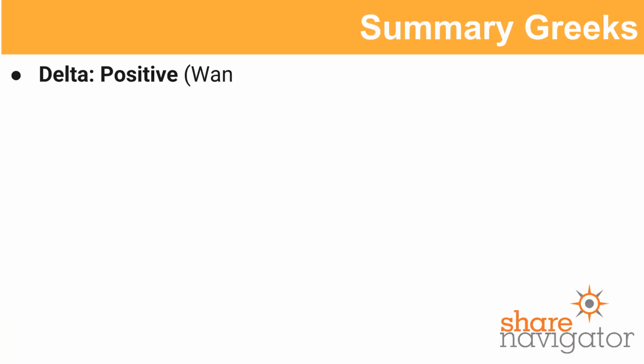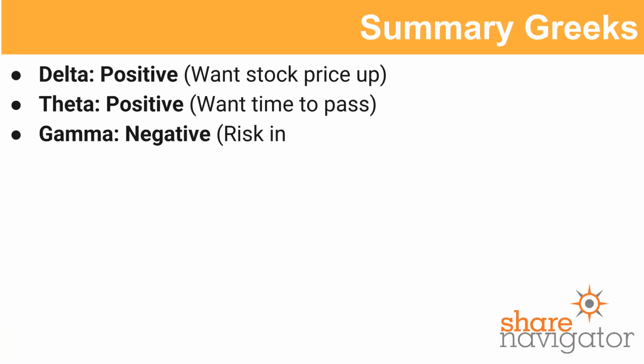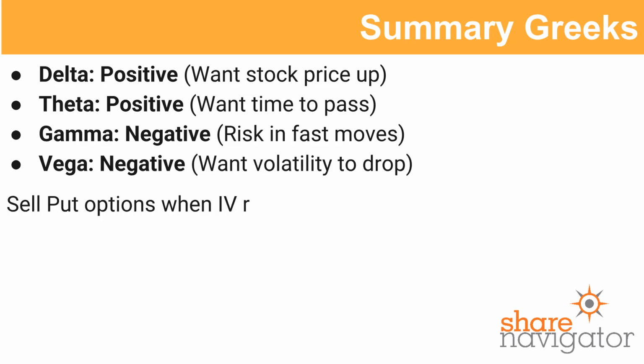Okay, so let's summarize the Greeks. Delta, it's positive. We want share prices to go up for the short put strategy. Theta is positive. We want time to pass for the short put strategy. Gamma is negative. There's risk there in fast moves or volatile moves. And with Vega, it's negative. We want volatility to drop. And remember, sell put options when IV rank is high.